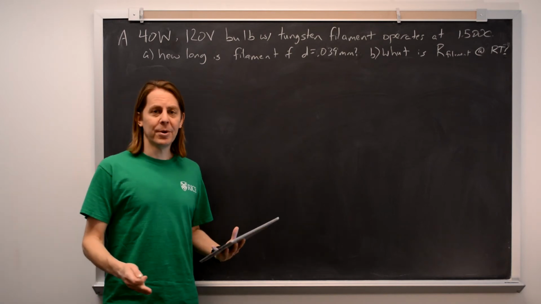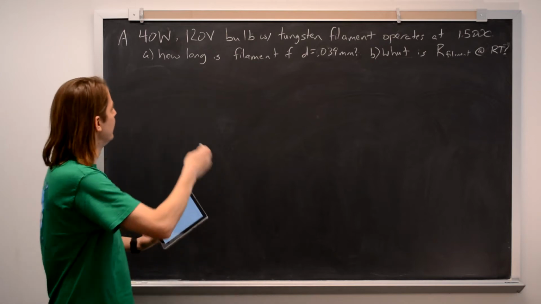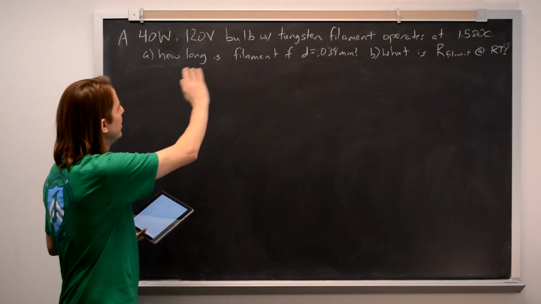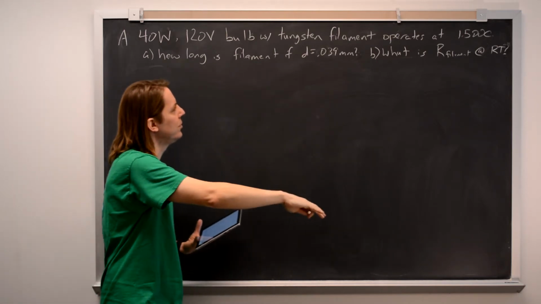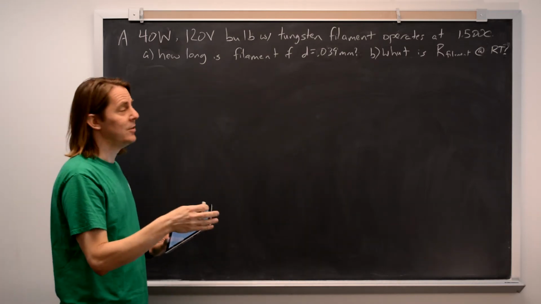Here's the light bulb problem. There are so many things wrong with this problem, I'm not even going to have time hardly to tell you all of them. We have a light bulb with a tungsten filament, 40 watts, 120 volts, at 1500 C. The filament is at 1500 C. That's why it emits light.